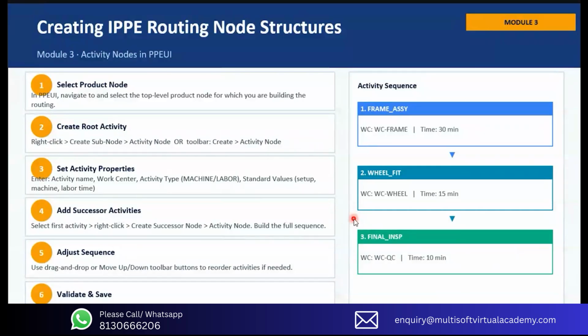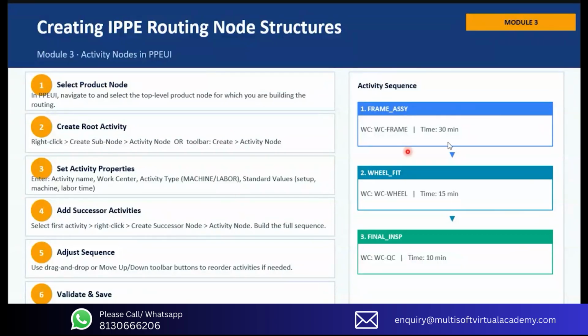Okay, now routing. Like how we have the sequence of operations here, also in IPPE we create the node structure, like how we create a product structure. When we create a button, it asks which node you want to create: is it a product structure, process structure, or factory line? So we are creating for the process structure, which is operations. Operations are the routing that we are creating.